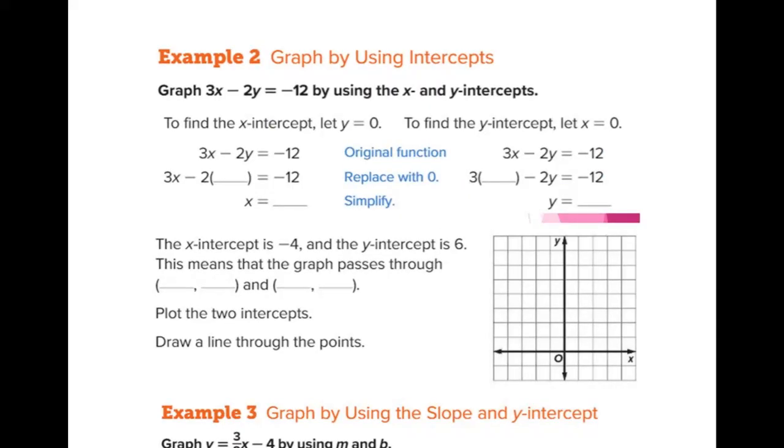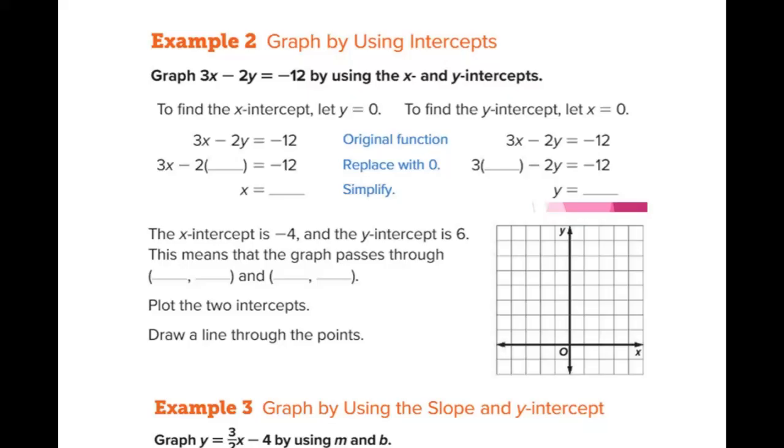So that was our first method. Here's our second method. We're going to graph by using intercepts. Intercepts always have what value with them? It's got a 0, right? The x-intercept has the x-coordinate and the y-coordinate is a 0. The y-intercept has a y value and the x-coordinate is a 0. So let's check this out.